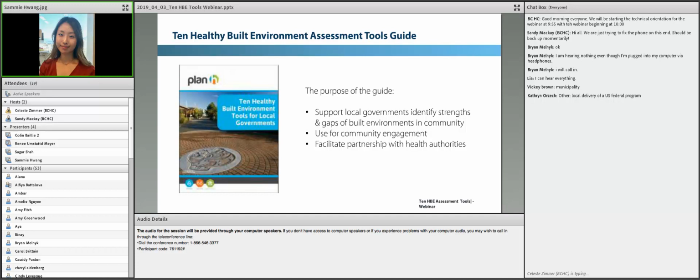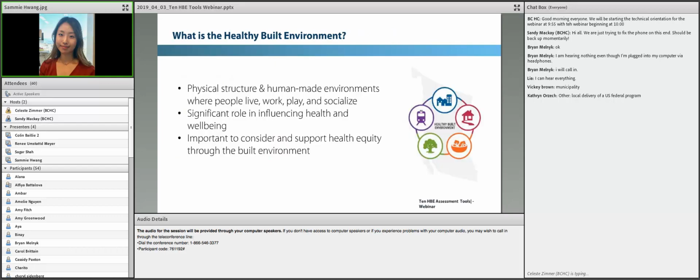So I'll quickly go over how these tools can actually help achieve these outcomes before we get to the actual introduction of the tools. So we know that the built environment consists of the structures and human-made environments where we live, work, play, and socialize. We're familiar, or I think we're familiar, with the 5 core features of the built environment based on the HBE Linkages Toolkit, which are neighborhood design, transportation networks, natural environments, food systems, and housing. The design of the built environment, as well as the relationship between the built environment and how people interact within these environments, plays a significant role in influencing human health and well-being.